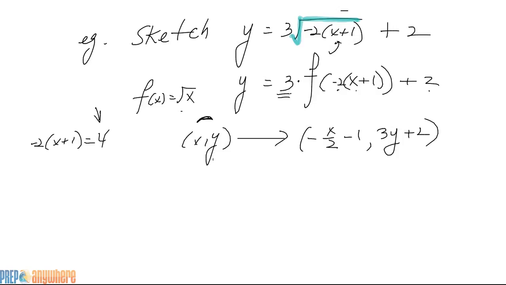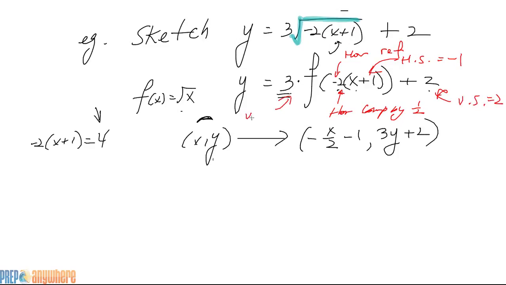Okay, but you have to still know that 2 represents horizontal compression by half. That negative represents horizontal reflection. Okay, that +1 represents horizontal shift of -1. This is a vertical shift of 2, and that 3 represents vertical stretch by factor of 3. Okay, you got to know that. You got to be able to say it. Okay, on the test you will get asked to identify the transformation.